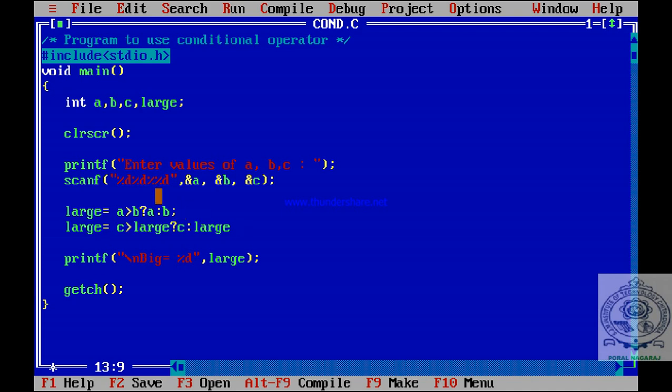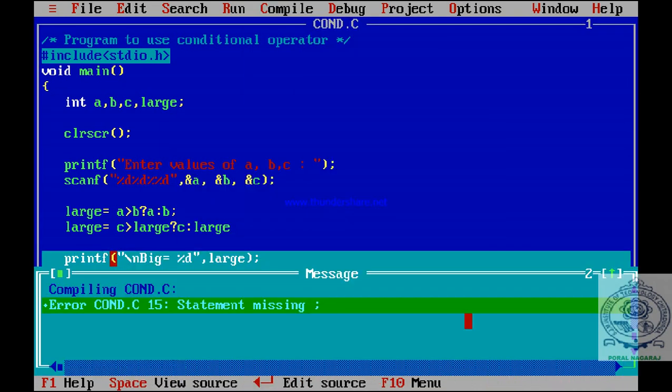So that's why we write large assigned value. If c greater than large is true, c is returned, copy c into large. If c greater than large is false, copy large back into large, whatever the previous large was. Okay, that will be the large. So copy it into large. Now just run this program, you will come to know.